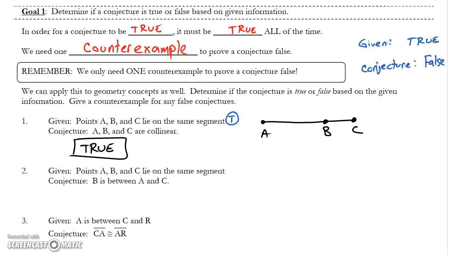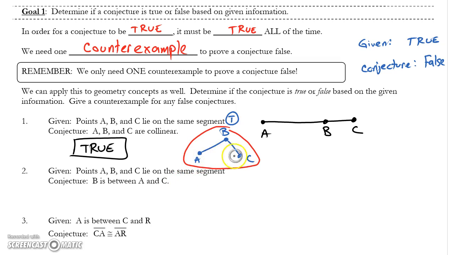Some of you may be saying, but wait, what if I had this? A and B and C. Those are not collinear. You're right. It makes that an example where my conjecture is false. But my given is also false there.